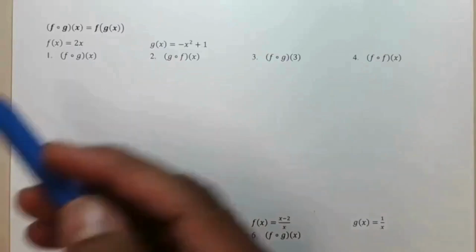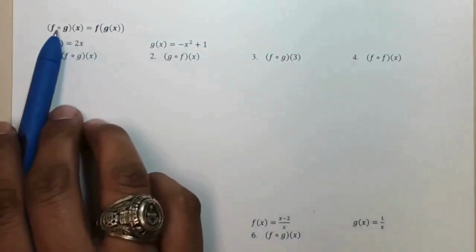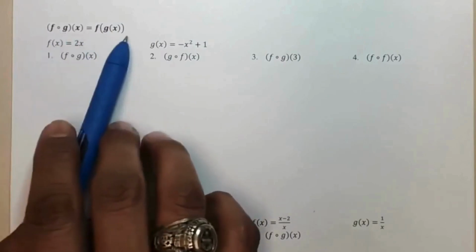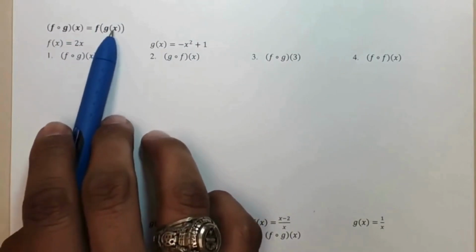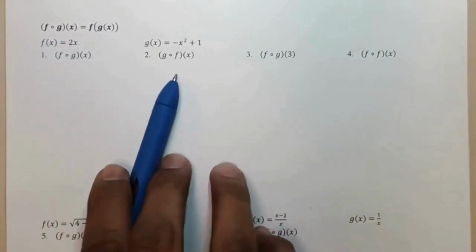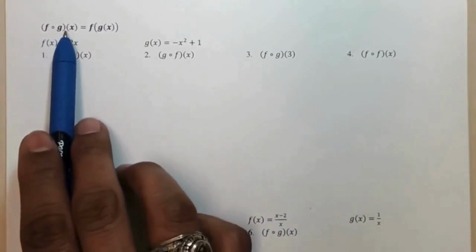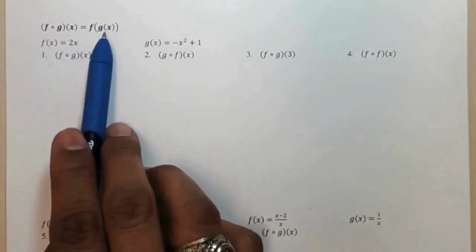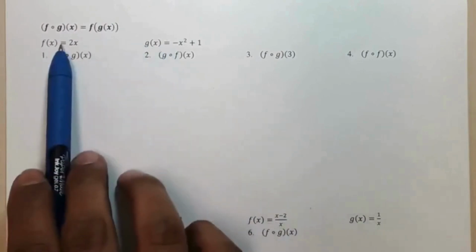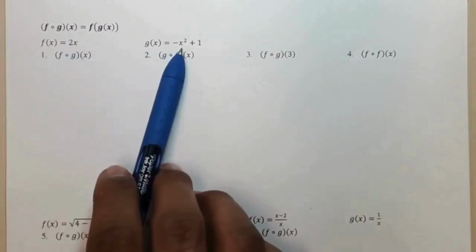So the next thing we're going to do is some more of these, but we're going to add a notation. This open circle here is just another way of writing compositions, where we're taking one function and plugging it into another. So sometimes you'll hear me say f o g or g o f. The order does matter. If it's f o g of x, then that means you're taking g of x and plugging it into f. So we have two new f of x's and g of x's here. f of x is 2x and g of x is negative x squared plus 1.